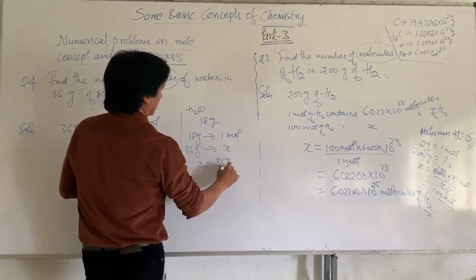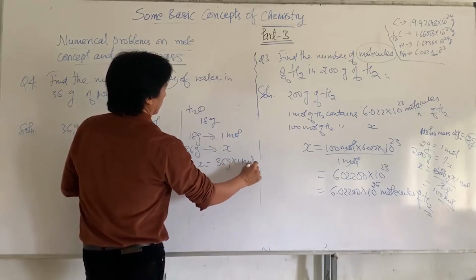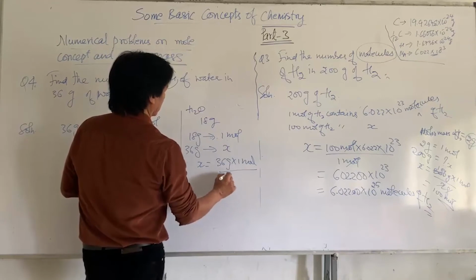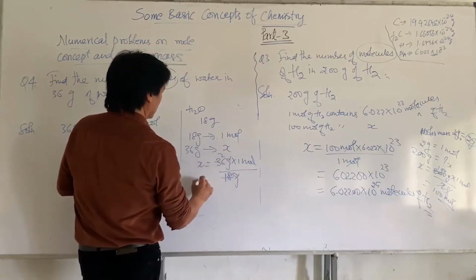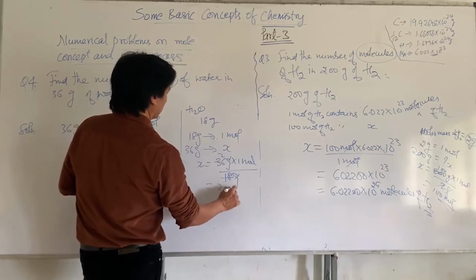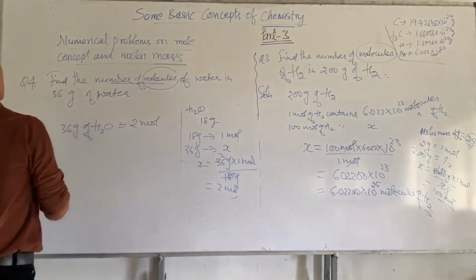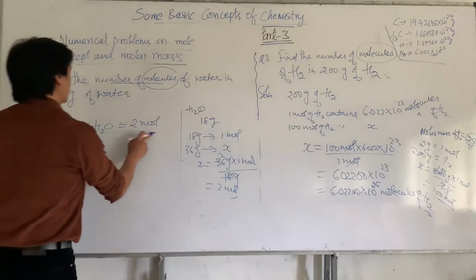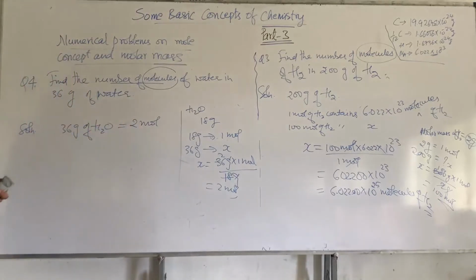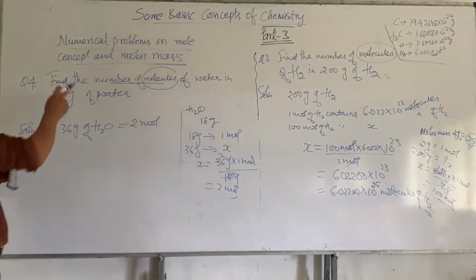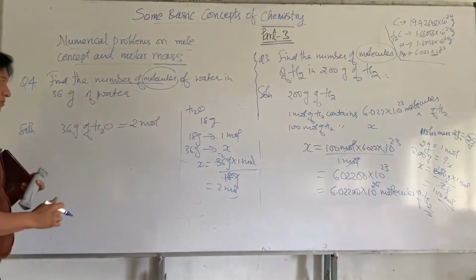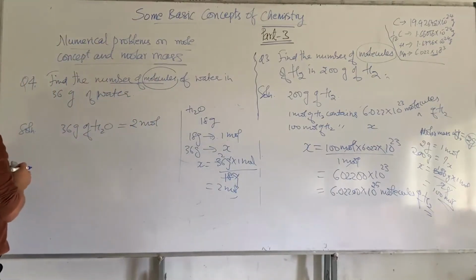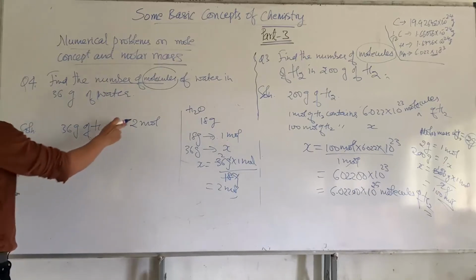So 36 grams into 1 mole, the whole thing divided by 18 grams, so it is nothing but 2 moles. You got it here, so this is 2 moles. So 36 grams of water is nothing but 2 moles of water. Now, finding out the number of molecules of water in 36 grams is the same as finding the number of molecules of water in 2 moles.